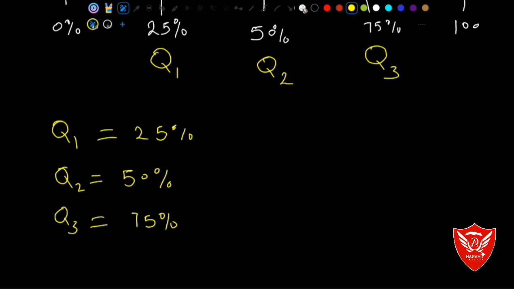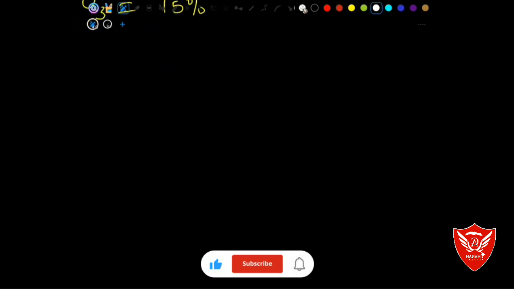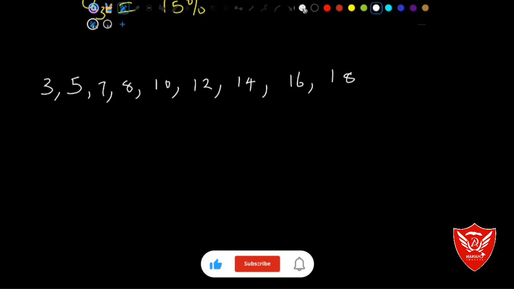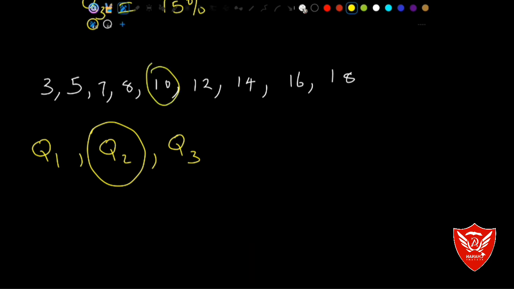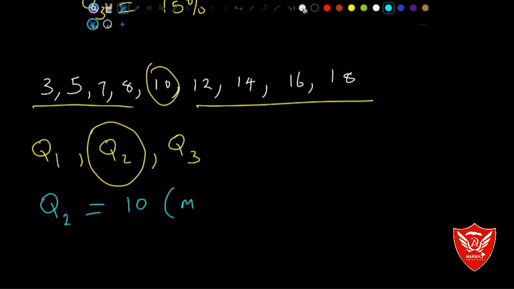Now let's take an example to explain this. Suppose we are given a data set. This is the data set we are given, and we are asked to find the first quartile, second quartile, and then the third quartile. The second quartile is the middle number, and if you look at the data set, 10 is the middle number because we have 4 at the left hand and 4 at the right hand. Our quartile 2 is equal to 10, which is also known as the median.